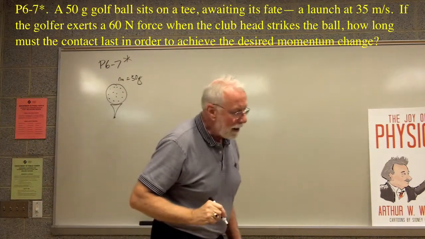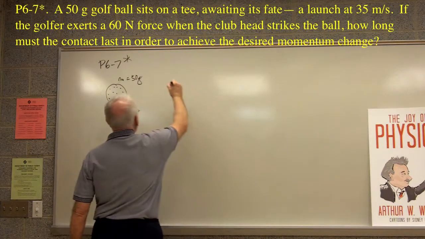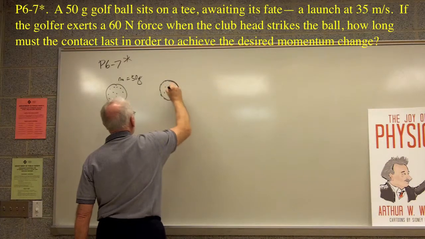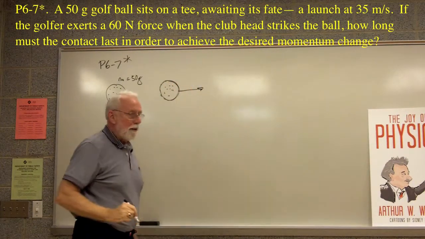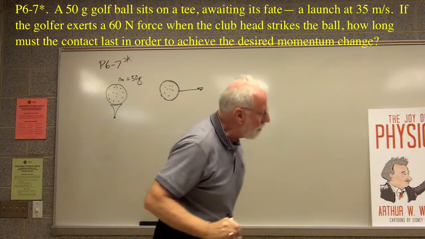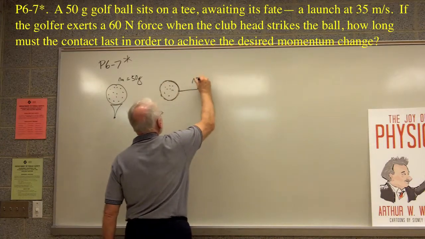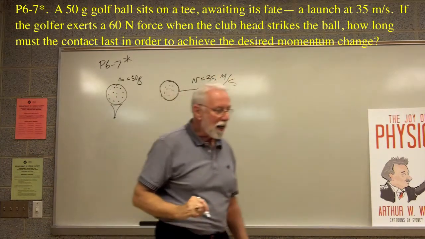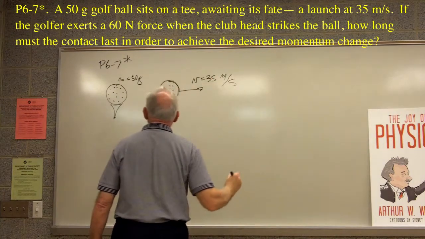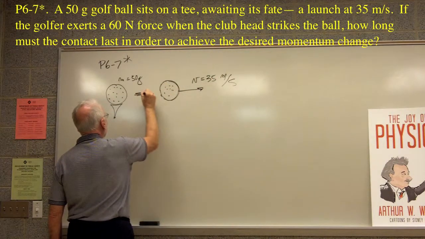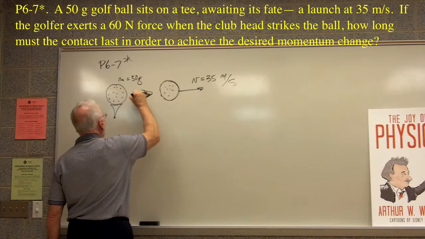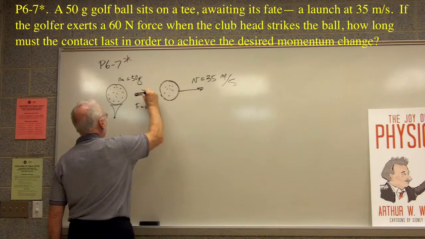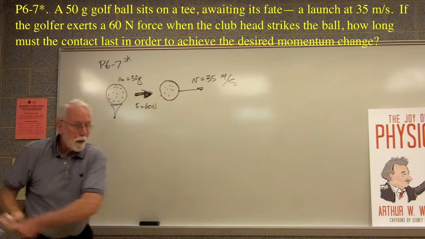In the second part, it says that the golf ball is launched. So now here's part two, golf ball. All the little dimples. And here it's being launched, and the launch is such that the velocity is 35 meters per second. In the meantime, what's happened to this thing is that there has been a force applied to it. And this force, it says, is 60 newtons. Great. 60 newton force got applied to this golf ball.